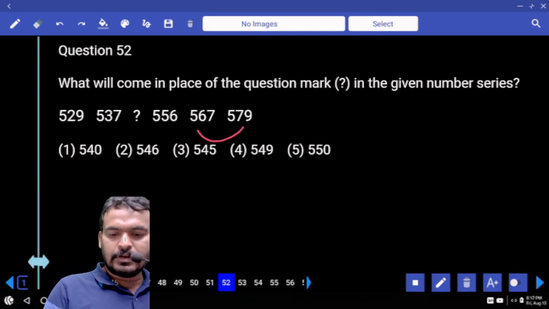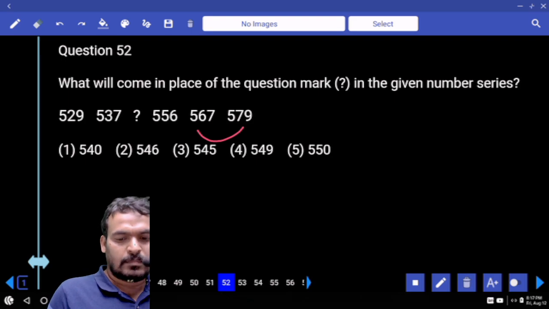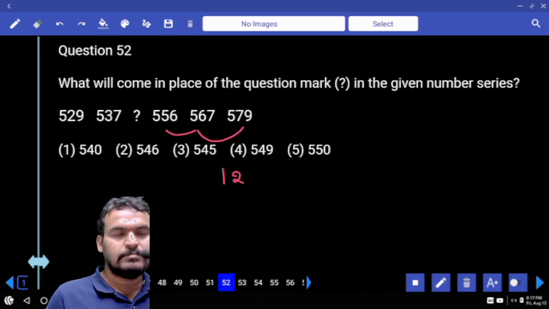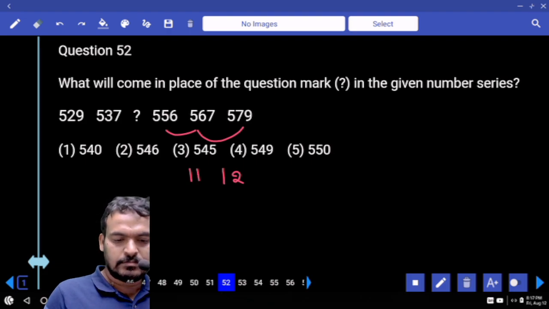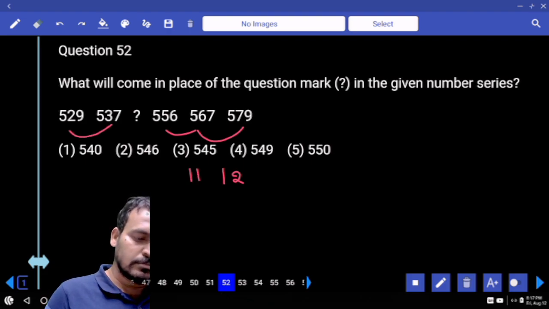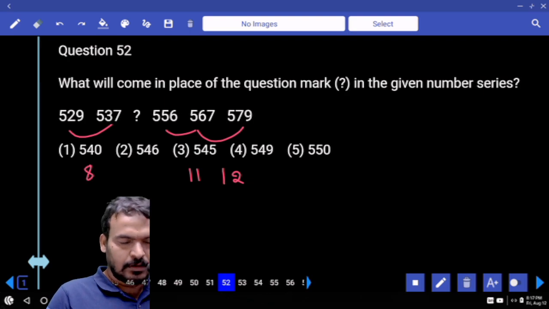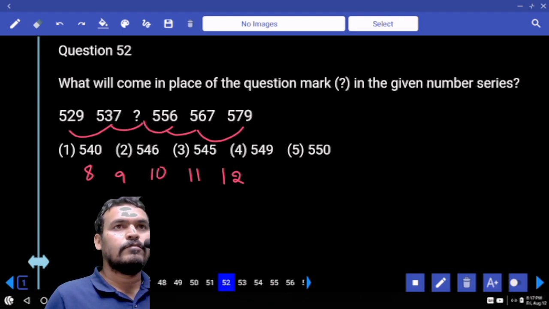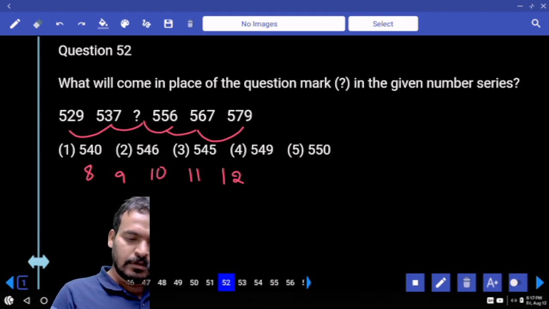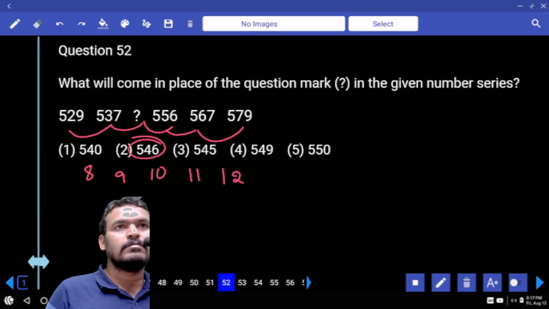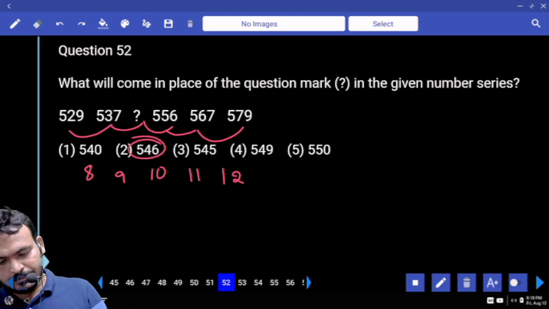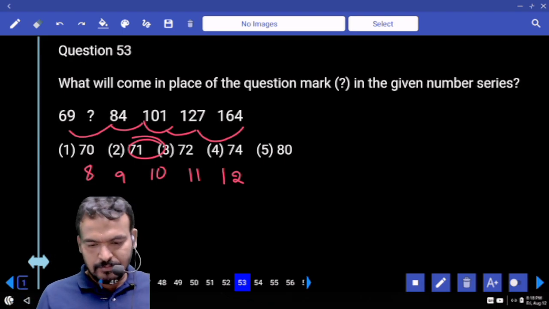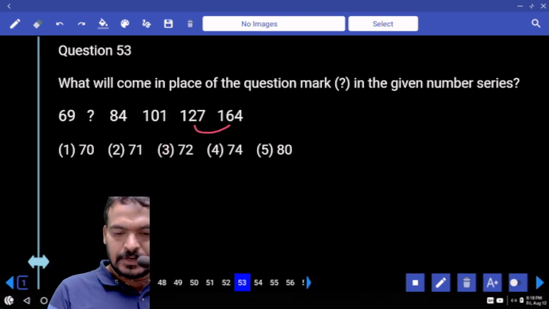What is the last one difference? 12. Last 2 second, 11. What is the first one difference? 8. 8, 11, 12. Next one 9. Next one 10 or not? 537 plus 9, 46 plus 10, 556. Next question number 53. What is the last one difference?